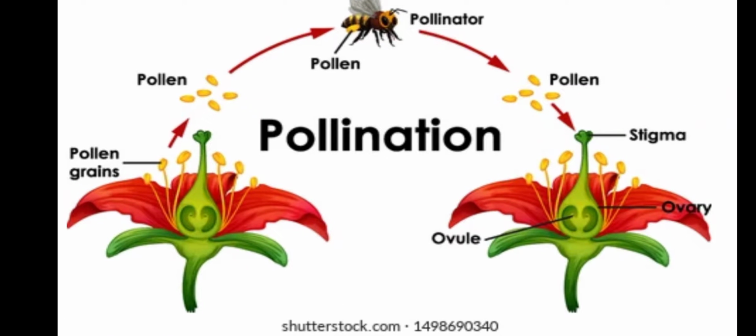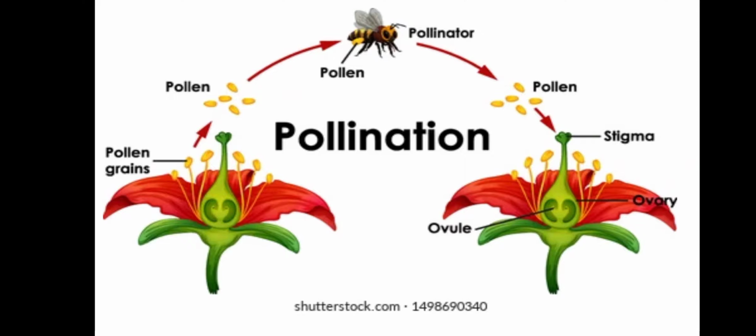Good morning, class. In the previous lesson, we have learned about pollination, that it is the transfer of pollen grains from the anther to the stigma of the same flower, or transfer of pollen grains from the anther to the stigma of another flower. And over here, we have a helping hand, that is the bee, acting as a pollinator. So this bee helps to transfer the pollen from one flower to another flower.